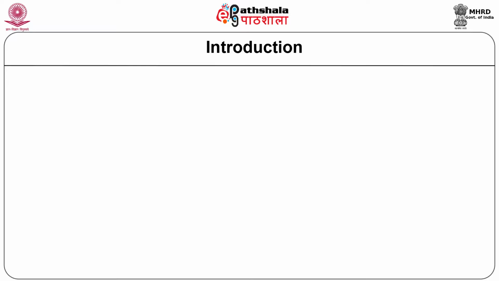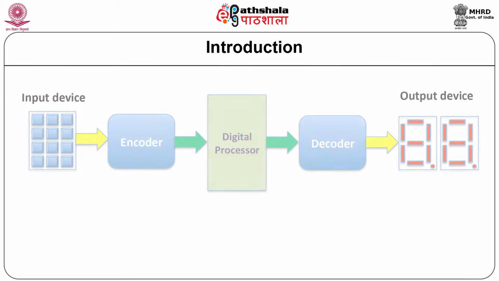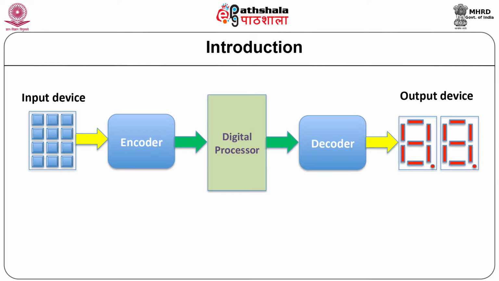Let us consider a simple example to demonstrate the role of encoder and decoder. The figure indicates a simple block diagram of a generalized digital system. A digital system cannot be complete without encoders and decoders. It contains 5 basic building blocks. Keyboard and 7 segment displays are the input and output devices respectively.